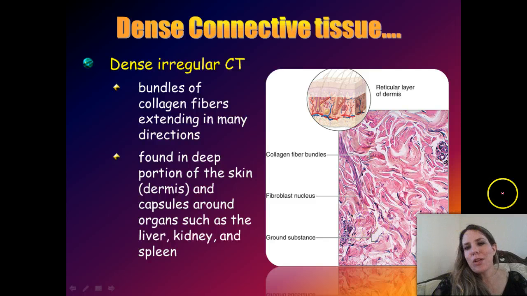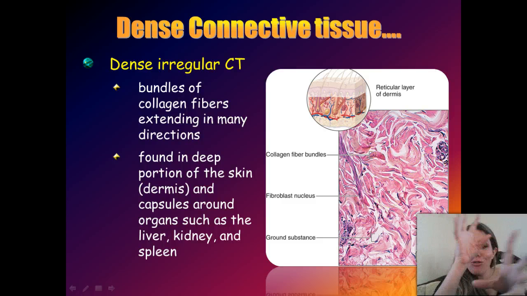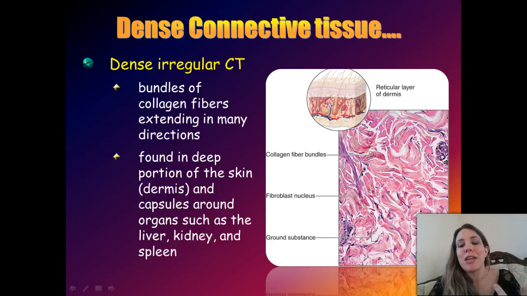And then dense irregular. So this is dense irregular, and it looks like, I don't know, meat. You still see how you have those closely packed collagen fibers, but they're not going in one direction. Some go this way, some go that way, etc. They still have fibroblasts scattered through there, so tissues have cells. So here's the nucleus of a fibroblast. And it has a lot more ground substance than the dense regular.